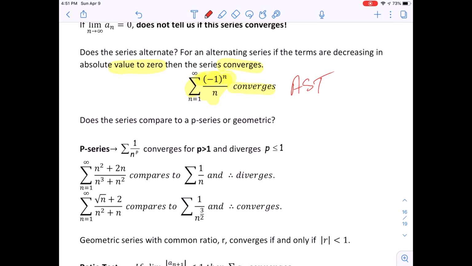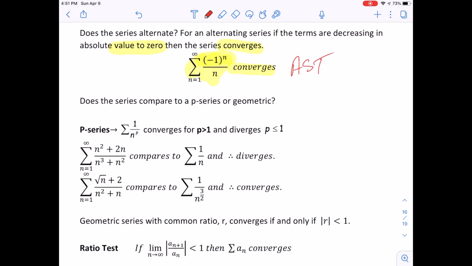And so for p-series, we found that the breaking point of a p-series is right at 1 over n. So the series is going to converge if that p-value right there is greater than 1. And hopefully that makes sense, because the bigger that p-value is, the smaller the terms are going to be, because the larger that denominator will be.